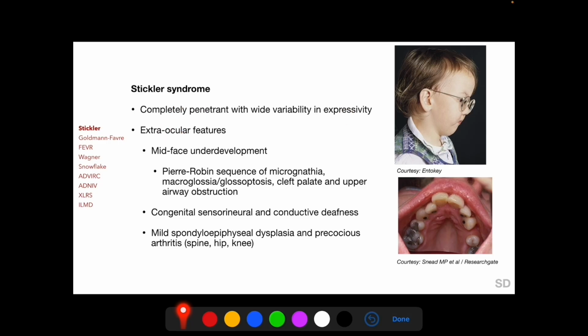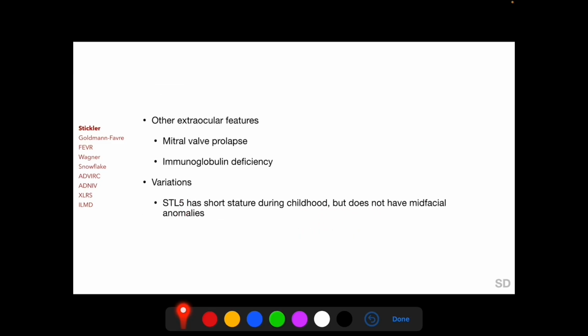Extraocular features of Stickler syndrome include midface underdevelopment, as seen here in this clinical photograph, with Pierre-Robin sequence of micrognathia, macroglossia or glossoptosis, cleft palate, and upper airway obstruction, congenital sensorineural and conductive deafness, and mild spondyloepiphyseal dysplasia involving the spine, hip, and knee, along with precocious arthritis. Stickler syndrome type 5 has short stature during childhood but does not have midfacial anomalies.